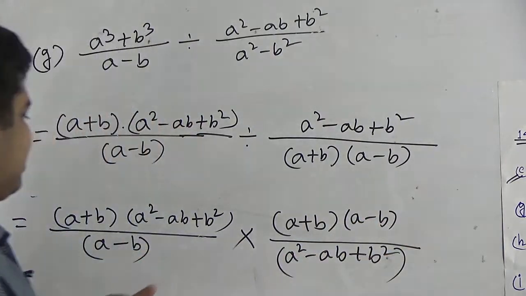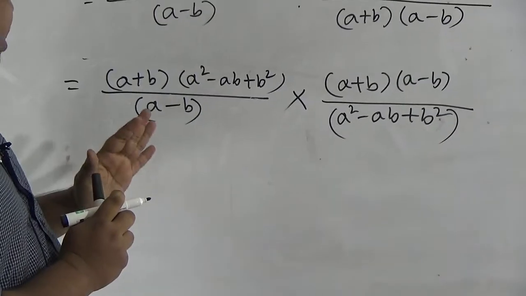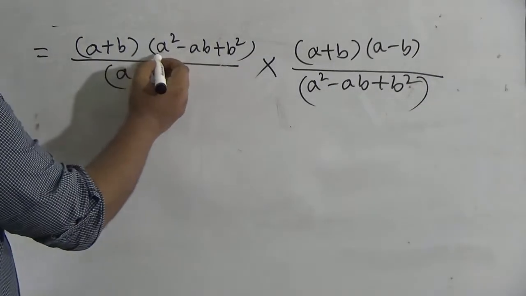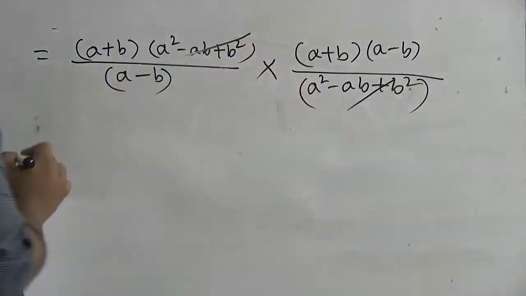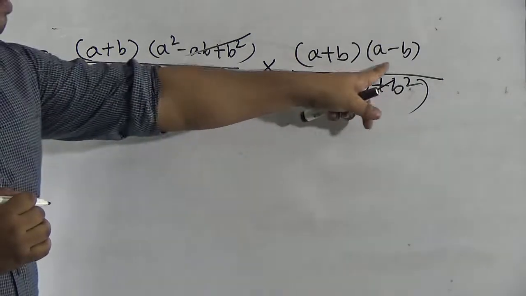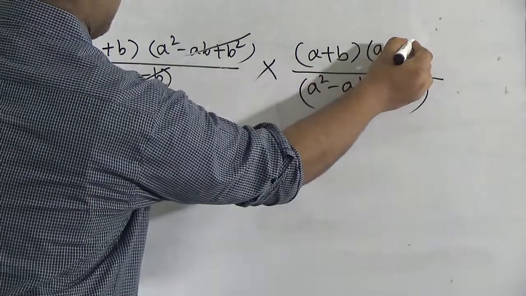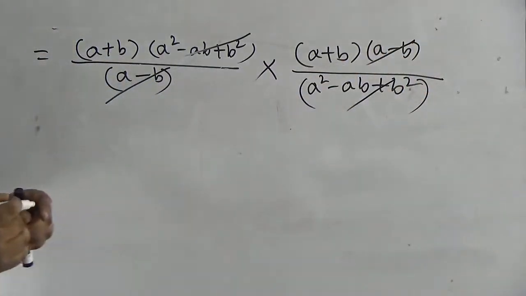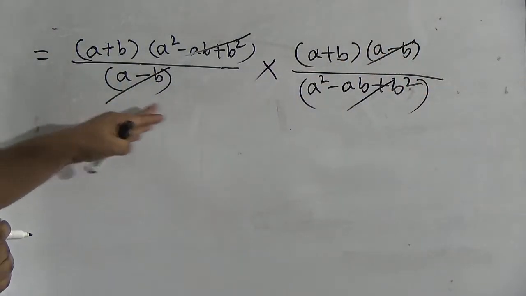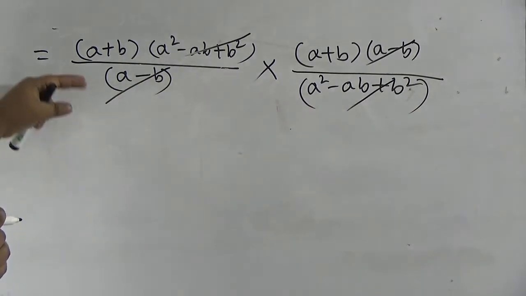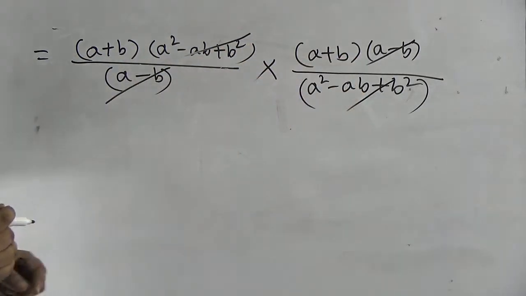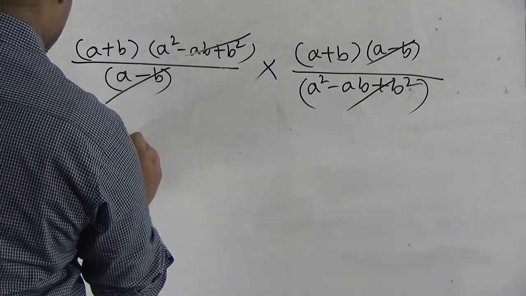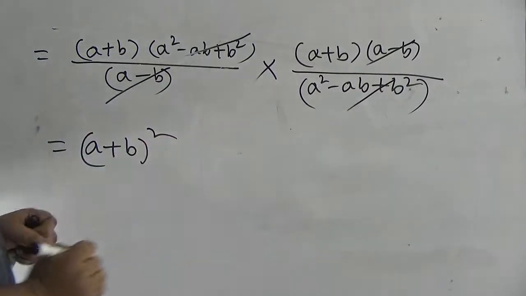Now we notice if any terms can be cancelled. A square minus ab plus b square, a square minus ab plus b square, so we cancel this by this. Here a minus b, a minus b, so we cancel this a minus b and this a minus b. Student, notice the numerator has no extra term, but the numerator has a plus b and a plus b. So a plus b and a plus b means a plus b whole square. Now we write a plus b whole square, and this is the answer.